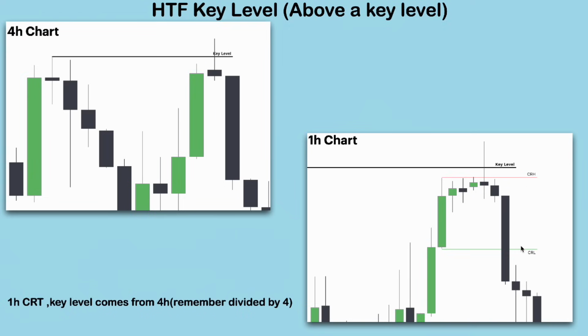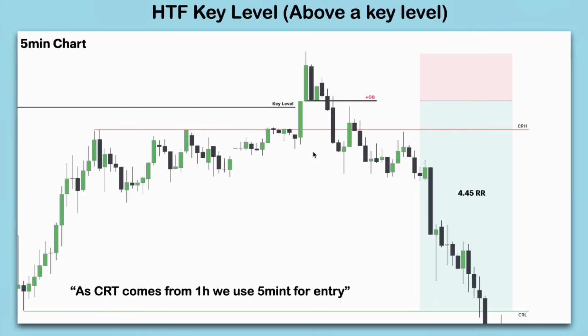As mentioned earlier, if the CRT is on the 1-hour chart, the key level will come from the 4-hour chart. Having a key level below, above, or within your CRT from a higher time frame is crucial for achieving a high success rate with CRT. This is what creates high probability CRT setups. They are not random. If your CRTs aren't working when you try to execute trades, it's likely because you're not using key levels. Now, let's move down to the 5-minute chart for entries.